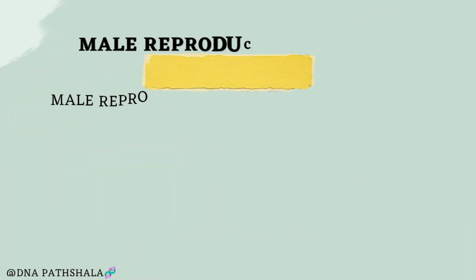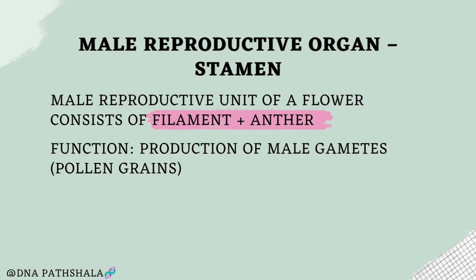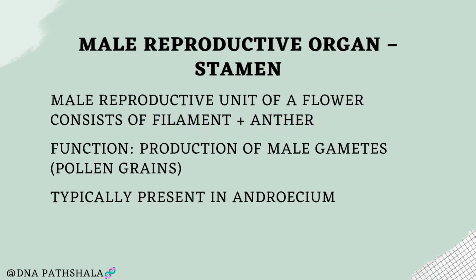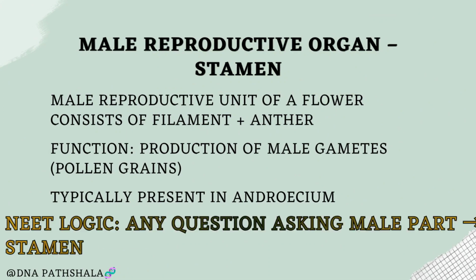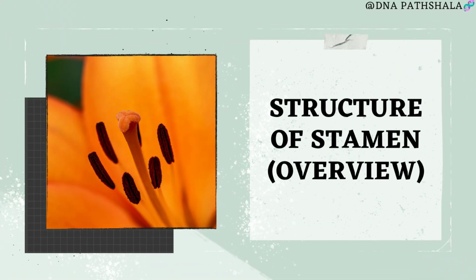The male reproductive unit of flower is called stamen. It has two parts, filament and anther. Filament is just support. Actual work happens in the anther. Here, don't get confused. Male reproductive unit is stamen and not the anther. Okay? So, filament simply holds the anther in position.